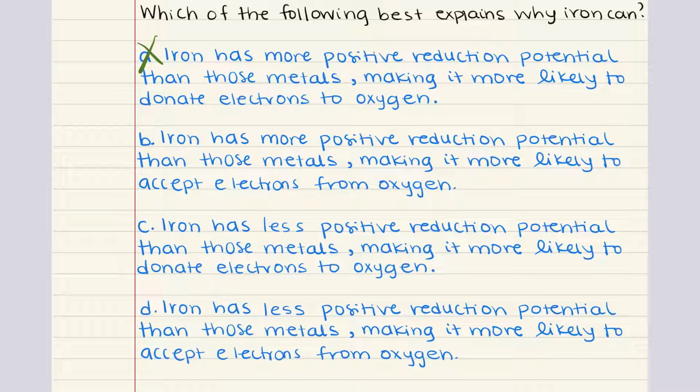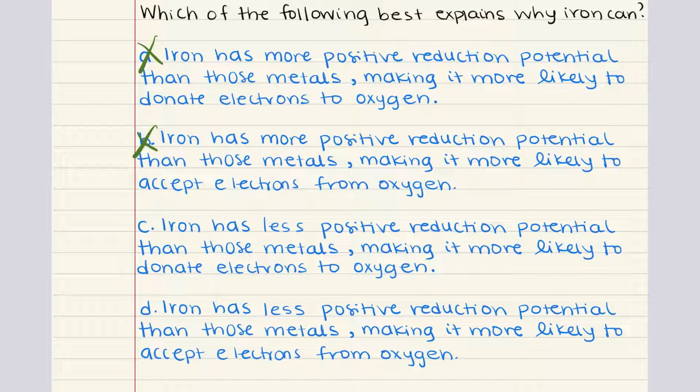What about option B? Option B says iron has a more positive reduction potential than those metals, making it more likely to accept electrons from oxygen. Now, this option is incorrect because in the context of rusting, iron needs to lose electrons and be oxidized, not accept them and be reduced. So option B is also incorrect.